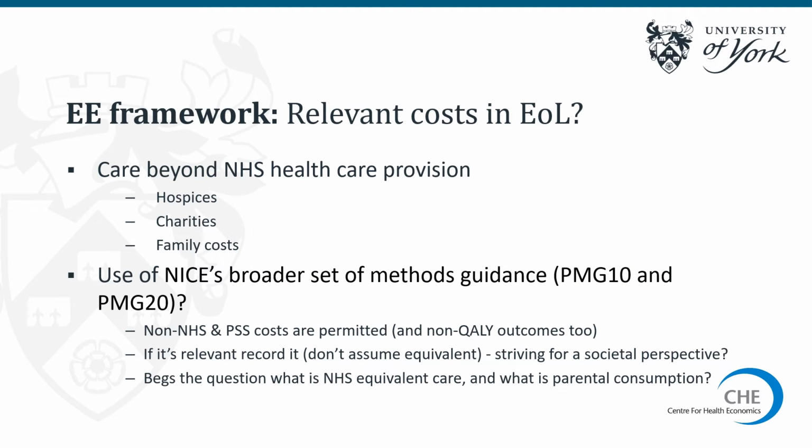To undertake economic evaluation, we also need to consider which costs are relevant in end-of-life care. And it might involve care beyond NHS provision, for example by hospices that only receive about 20% of their funding from the government, also charities and family costs such as out-of-pocket costs and costs to access care. So we might look beyond the conventional framework by NICE to their broader set of methods guidance, in which non-NHS and personal social services costs are permitted.